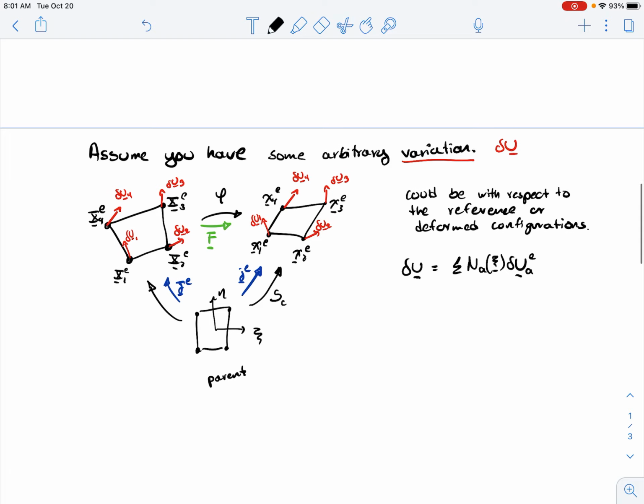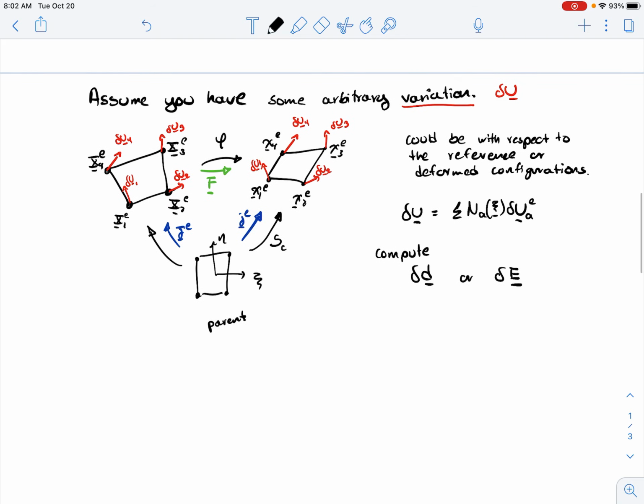And then the question is, what do I need to compute for the weak form? I need to compute either this delta d, which is the symmetric velocity gradient, or delta E. We can do either one. Let's start with delta d, which is the one in the homework. So delta d is 1/2 of the gradient with respect to little x of this virtual displacement, plus the gradient with respect to x of delta u transpose.